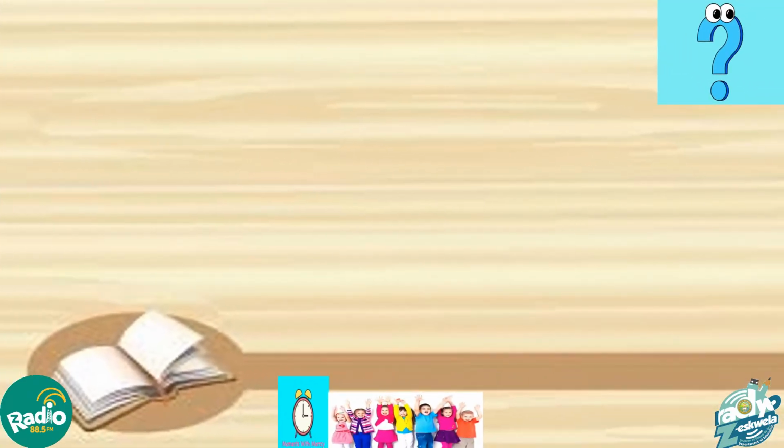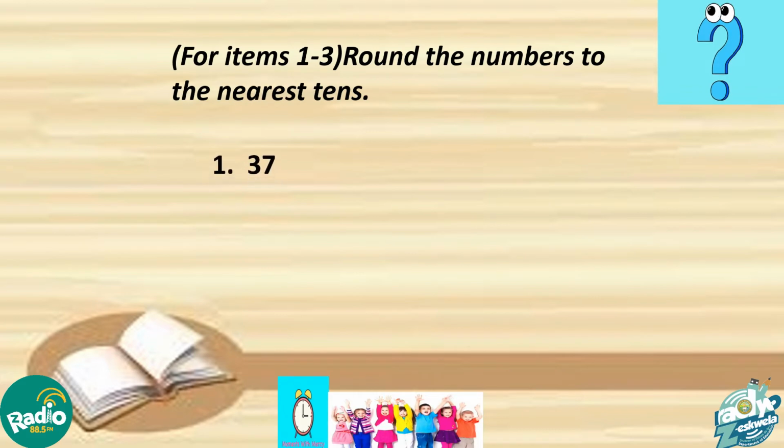For items 1 to 3, round the numbers to the nearest tens. Number 1, 37. Again, 37. And the answer is 40. Correct.